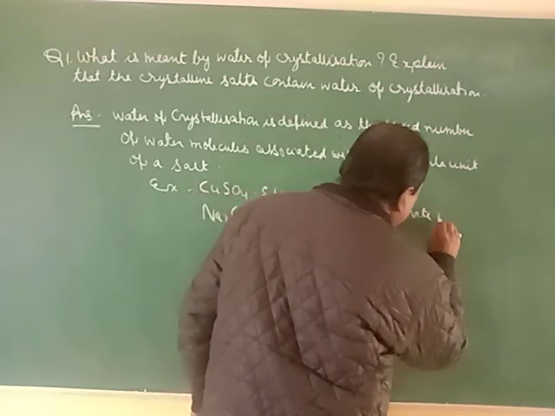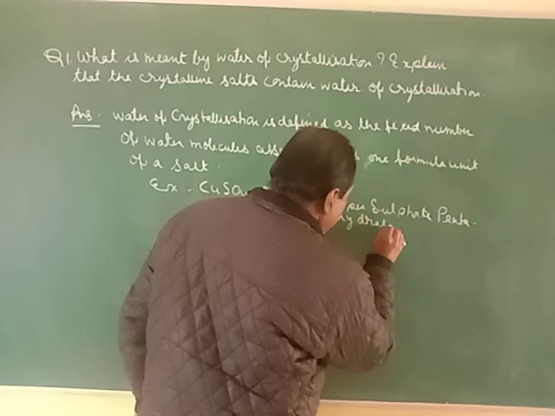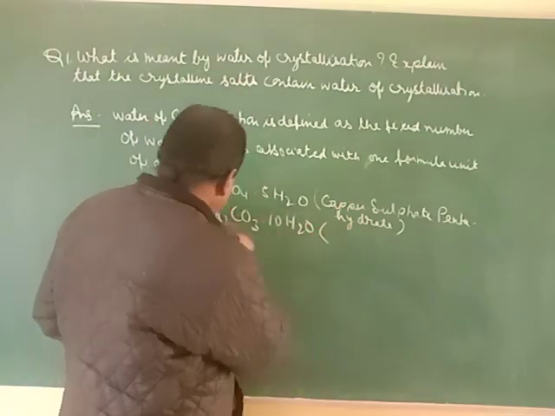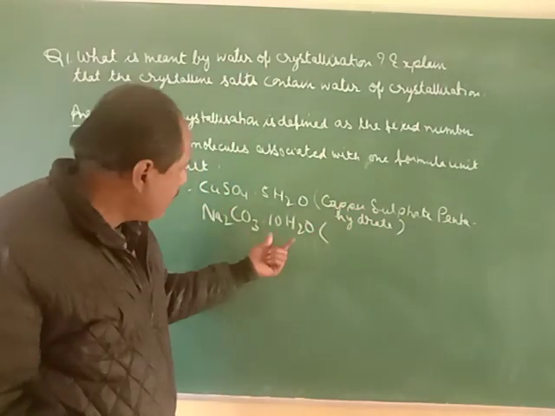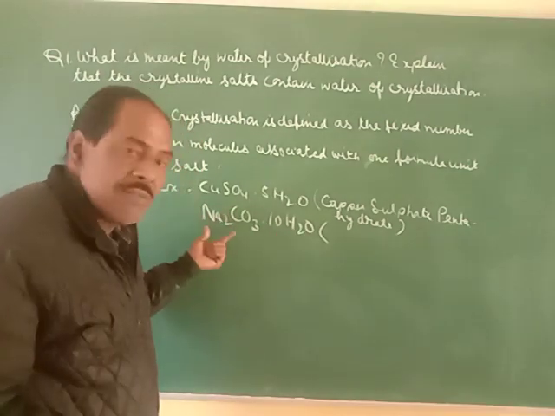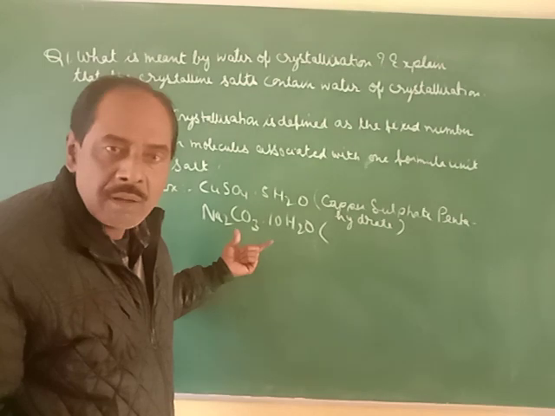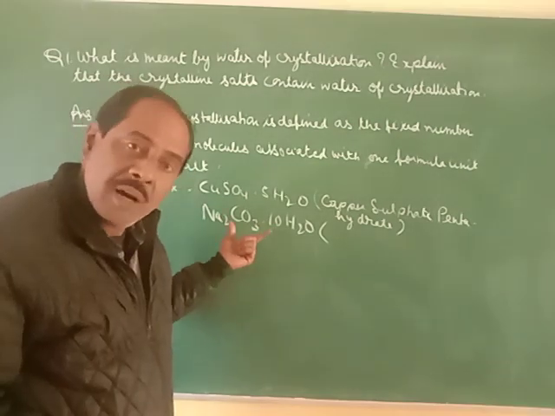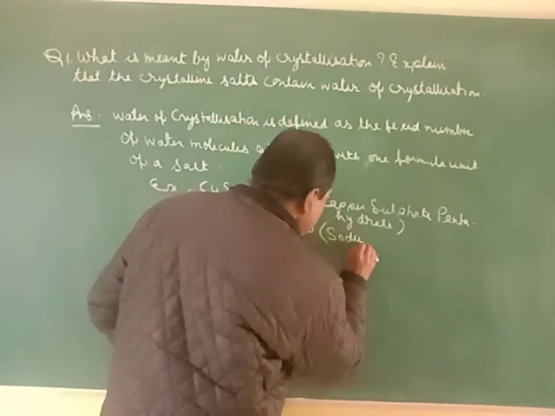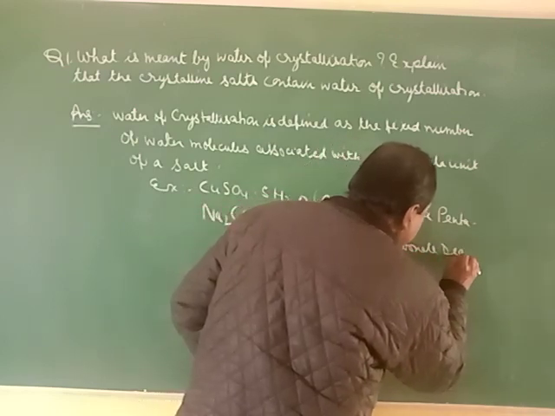We can write the name pentahydrate. The name is copper sulfate pentahydrate. Here it is Na2CO3, sodium carbonate. 10 molecules of water of crystallization is associated with one formula unit of the given salt, that is sodium carbonate. This is also called as washing soda. Students, this is the formula also for the washing soda. Now it is called as sodium carbonate decahydrate.